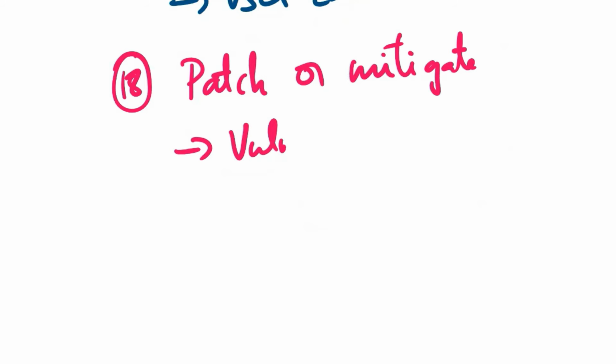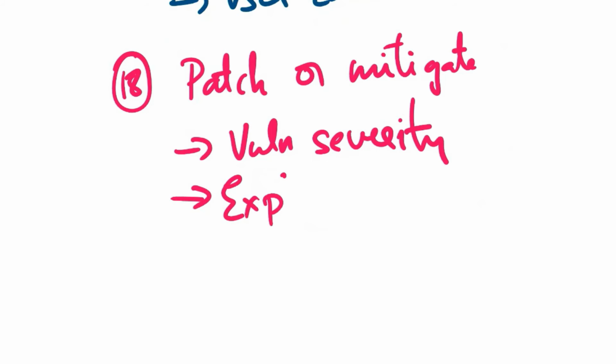First one, vulnerability severity. The severity of the vulnerability plays a significant role in the decision making process. High critical vulnerabilities with a high potential for exploitation should generally be patched promptly. Less severe vulnerabilities may be candidates for mitigation if patching is not immediately feasible. Next, exploitability. Consider the ease with which the vulnerability can be exploited. If there are known readily available exploits, it may be more urgent to apply a patch. On the other hand, if the vulnerability is difficult to exploit, mitigation measures might be sufficient.